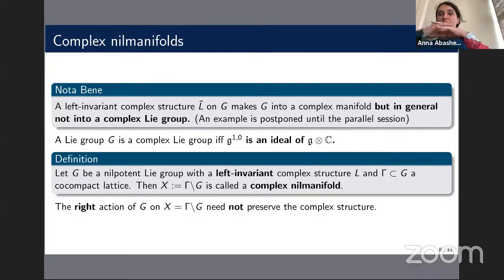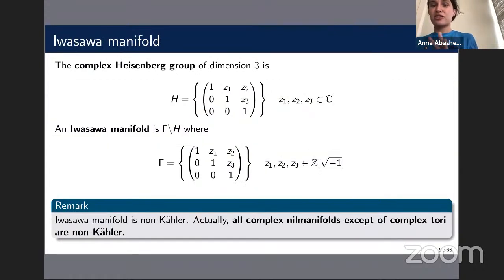So, okay, let's start with a nilpotent Lie group with a left invariant complex structure, just left invariant, not necessarily right invariant. Then we can find again a co-compact lattice and take a quotient, and this quotient inherits a complex structure. However, as I already said, the group G acts on this quotient on the right, and this right action need not preserve the complex structure. I'll give an example of this phenomenon in the parallel talk, but now let's discuss a simpler example when the complex structure is both left and right invariant.